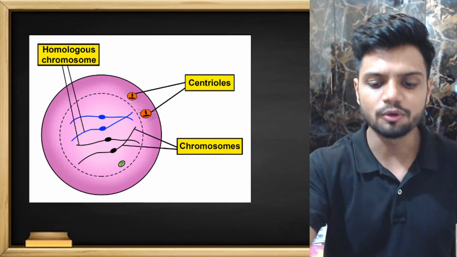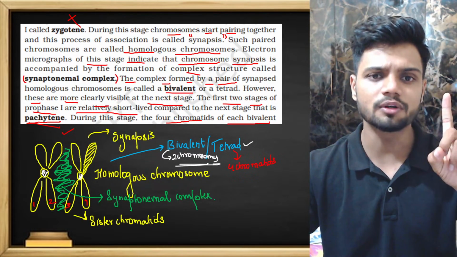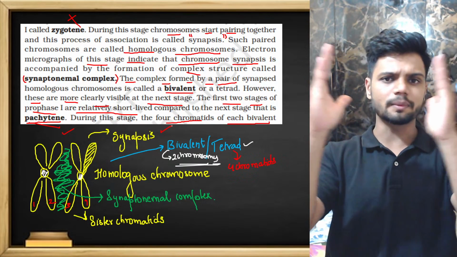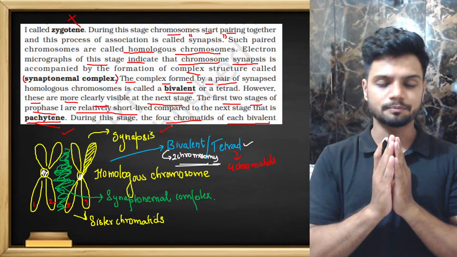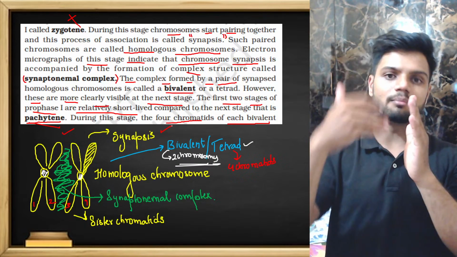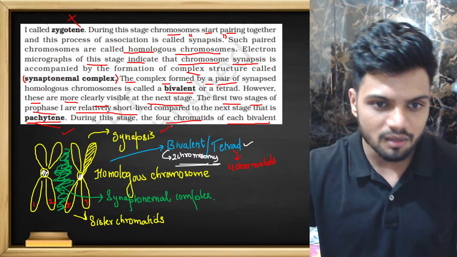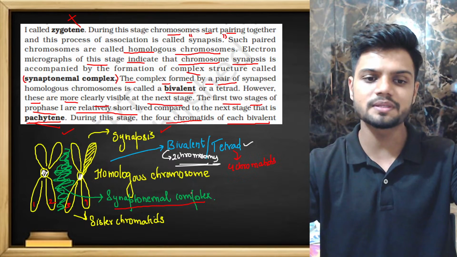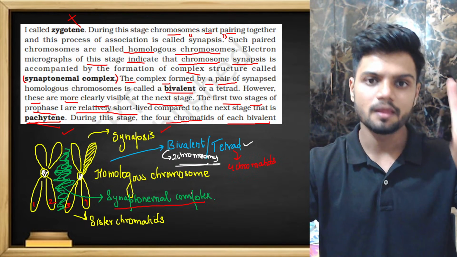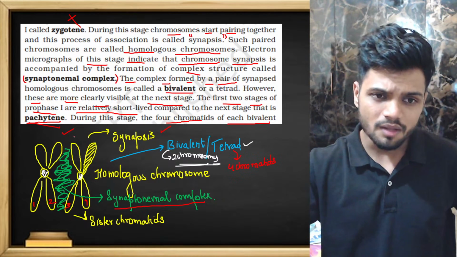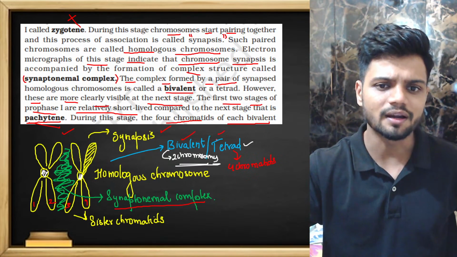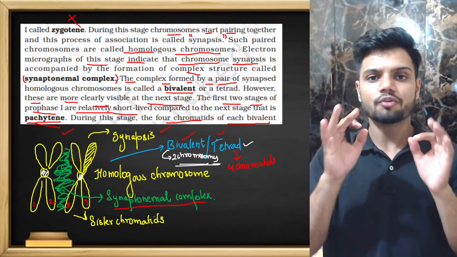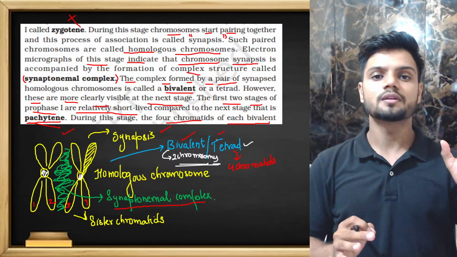Now, zygotene. The first main point about zygotene is synapsis. What is synapsis, students? Synapsis is nothing but two chromosomes coming together, pairing up. Between the two chromosomes there is a gum, like Fevicol, called the synaptonemal complex. That is the second point. Third point is the formation of bivalent or tetrad, which happens in zygotene.